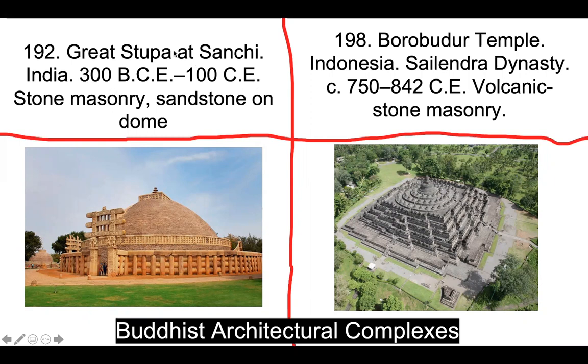So on the left, we have the Great Stupa at Sanchi in India. And this one actually predates Buddhism. This one's older. It's 300 BCE to 100 CE, stone masonry, and then sandstone on the dome. So Buddhism originated in India, which is why this is going to be older, and then it's going to travel throughout Asia. And then here we are seeing a Buddhist complex at the Borobudur temple in Indonesia.